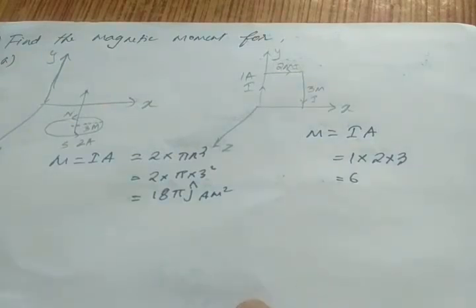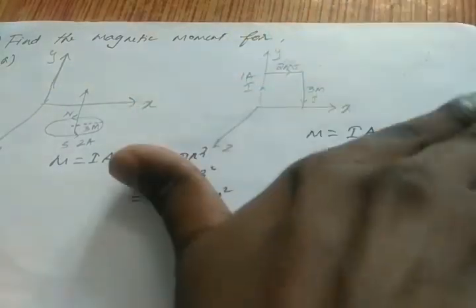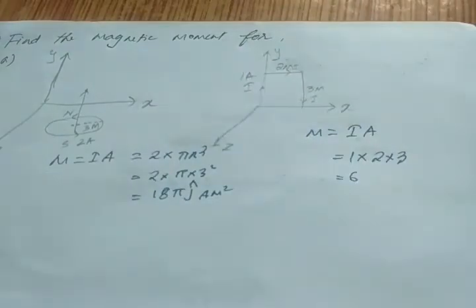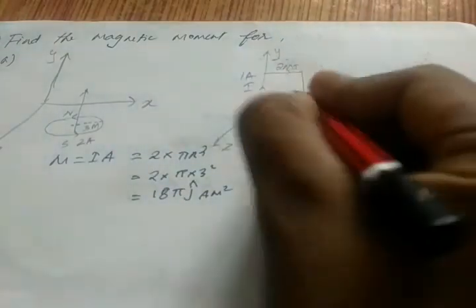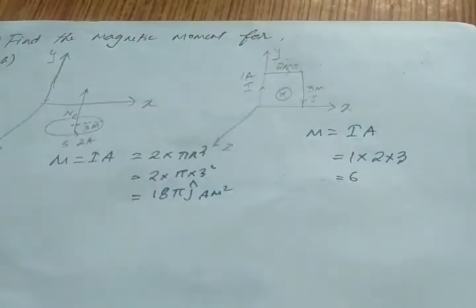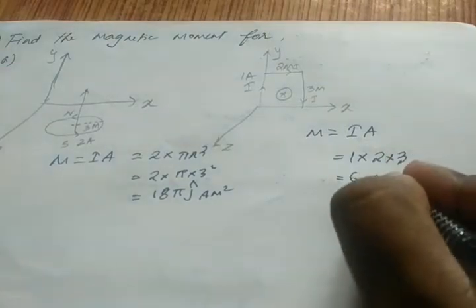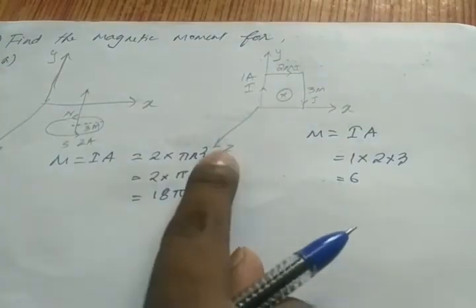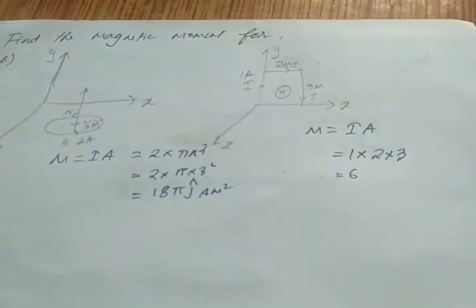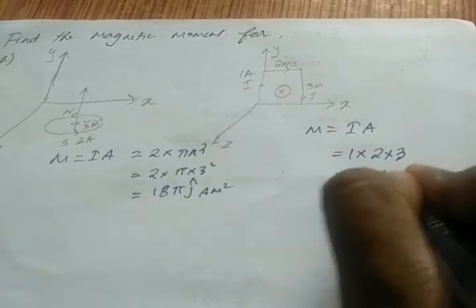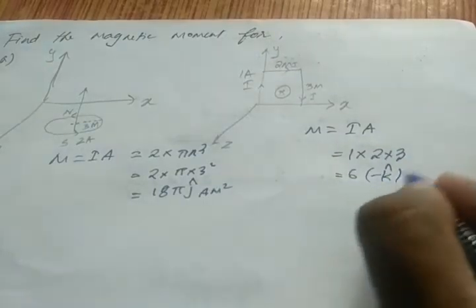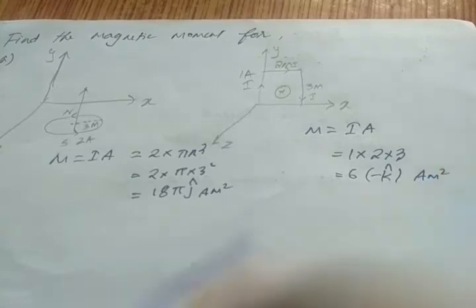By using the right hand thumb rule, my forefinger is in the direction of current. Current is flowing in the clockwise direction, thumb pointing inwards. So the magnetic field is inwards inside the loop. So 6, inside the loop we have which axis? Think about it. This is our z axis. So inside the loop I have the negative z axis, right? So I can put minus k, because inside I have the negative z axis. So minus k, and the unit is ampere meter square.